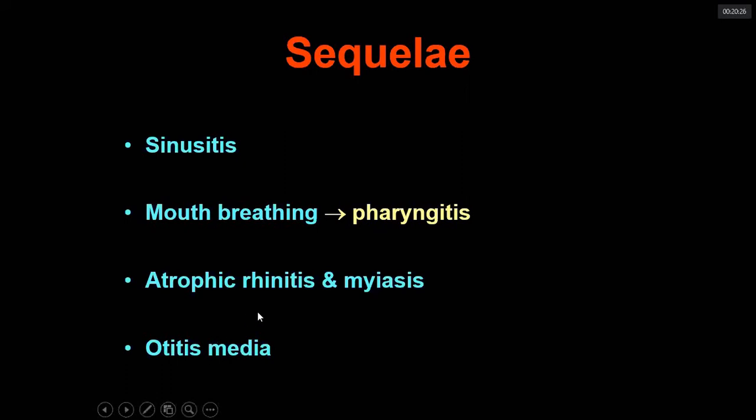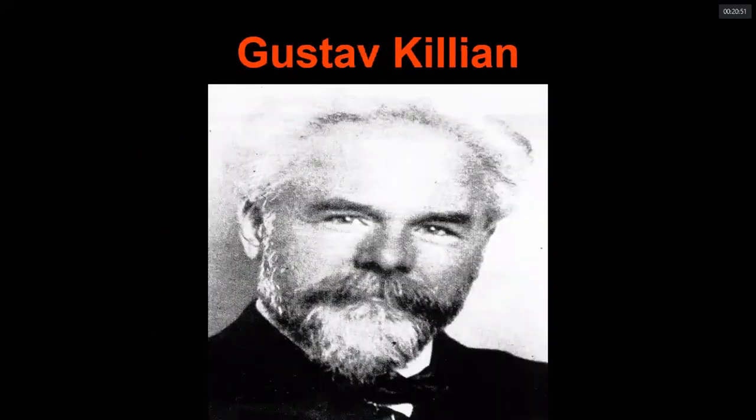Similarly, atrophic rhinitis, and subsequently there can be myiasis. Okay, what is myiasis? We'll talk about it in the next class. And there can be otitis media, okay? So repeated rhinitis or sinusitis will cause eustachian tube occlusion, and because of eustachian tube occlusion, there is a negative pressure in the middle ear, and ultimately there will be suppuration and otitis media of various types.